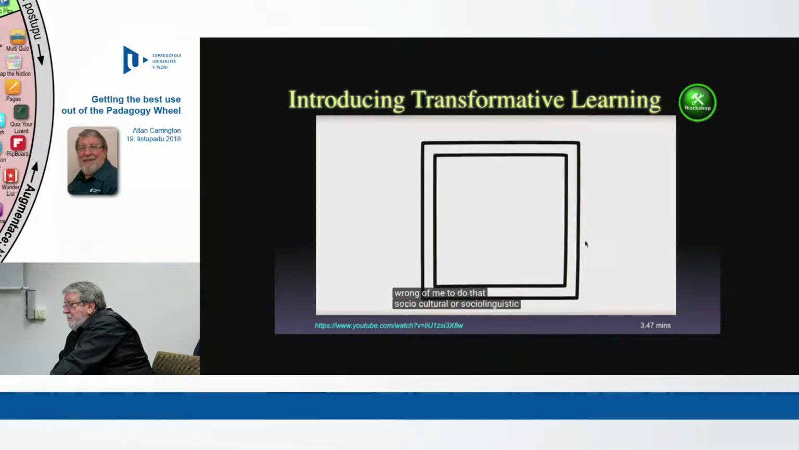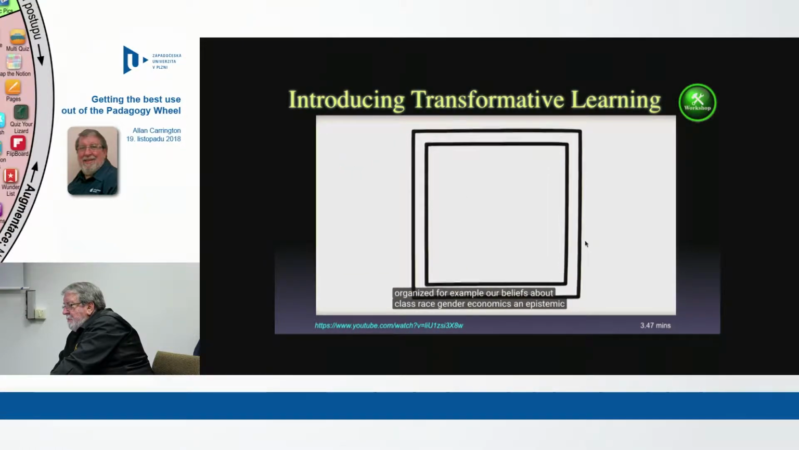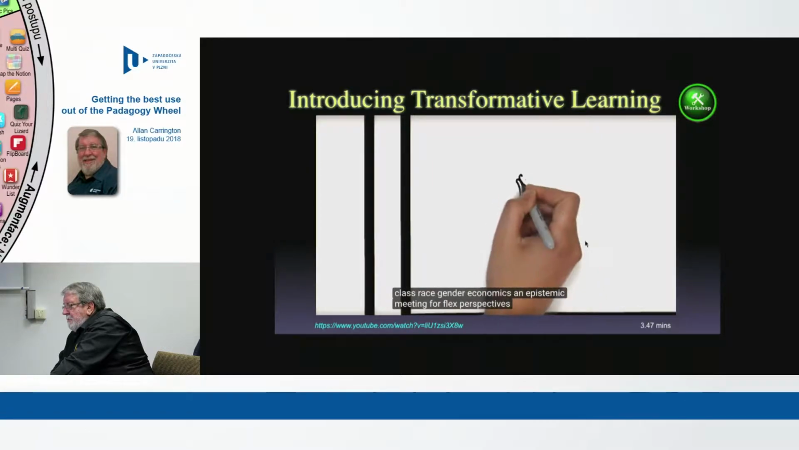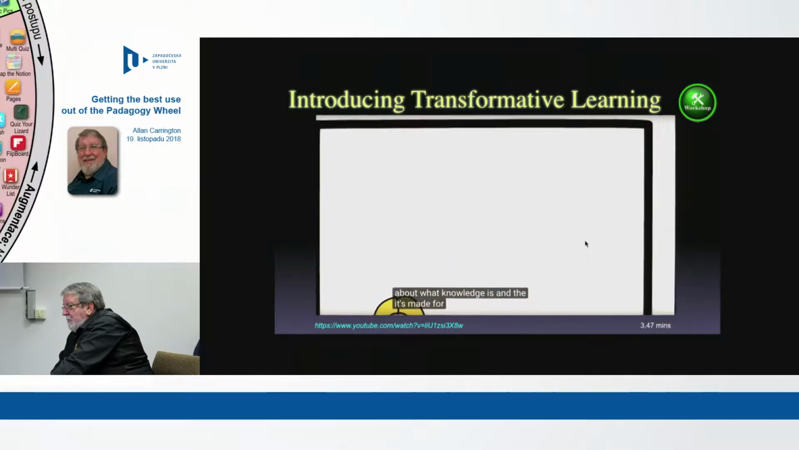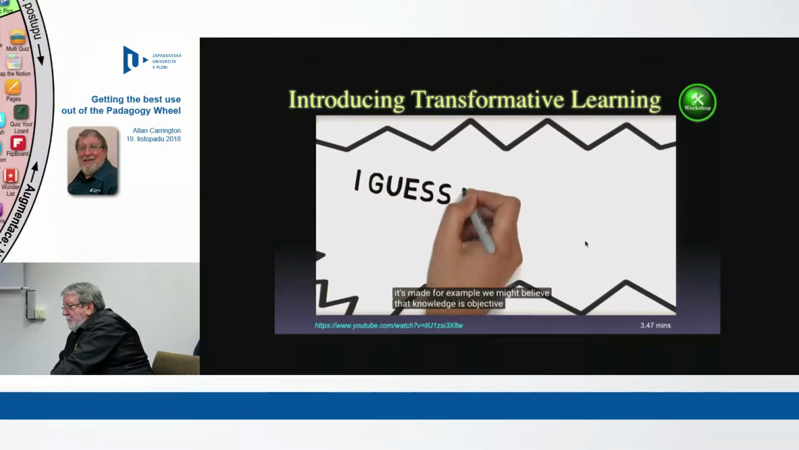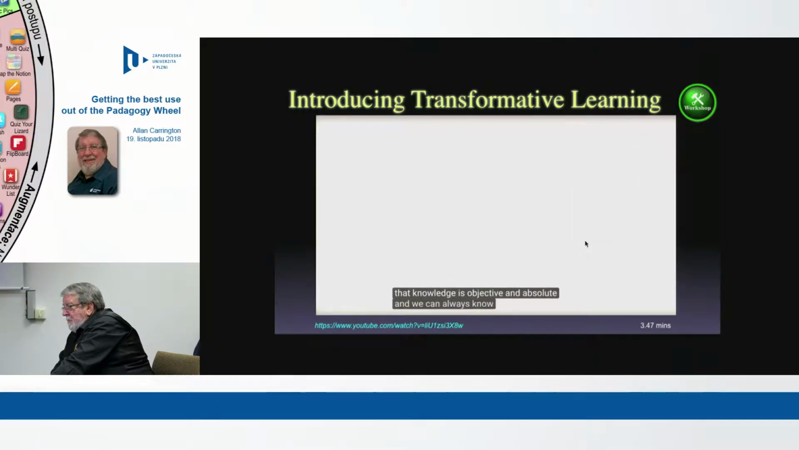Sociocultural or sociolinguistic meaning perspectives are what we believe about the world, society, and the way it's organised. For example, our beliefs about class, race, gender, economics. And epistemic meaning perspectives are what we believe about what knowledge is and the way it's made. For example, we might believe that knowledge is objective and absolute, and we can always know what the right answer is.